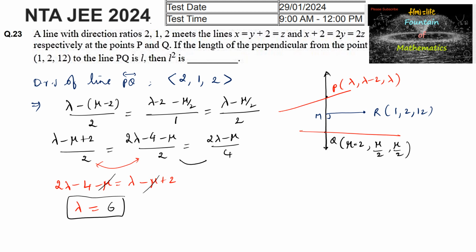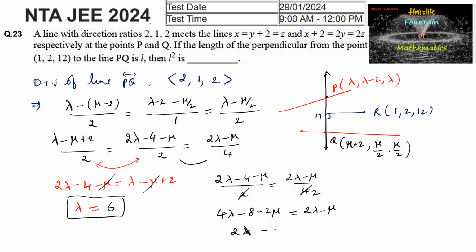the later two equations, we will get 2 lambda minus 4 minus mu upon 2 is equal to 2 lambda minus mu upon 4. So we can write here 2 times. So 4 lambda minus 8 minus 2 mu is equal to 2 lambda minus mu, or we can also write 2 lambda minus 8 is equal to 2 mu minus mu, that is mu, and lambda value is 6. We can write 2 into 6 is 12, 12 minus 8 which is equal to mu. So we can say that mu value is 4. So lambda is equal to 6 and mu is equal to 4.